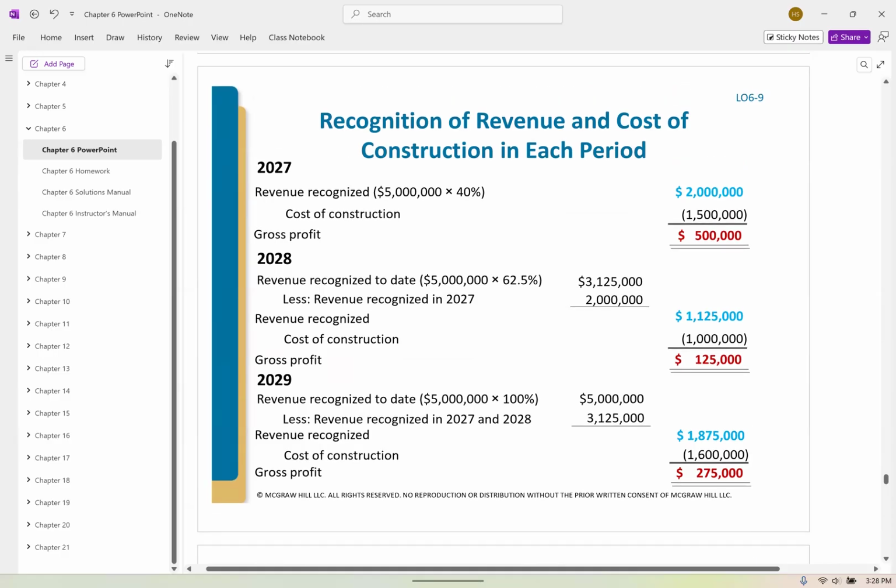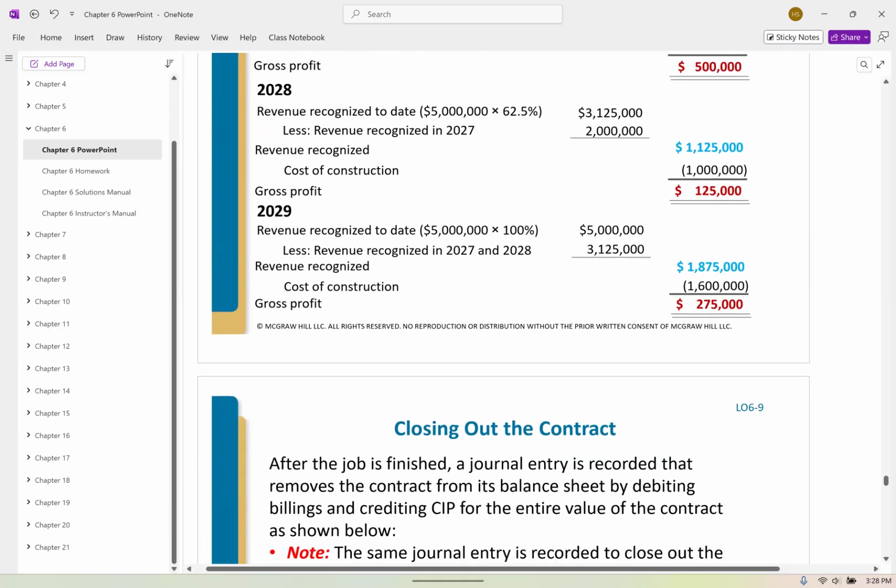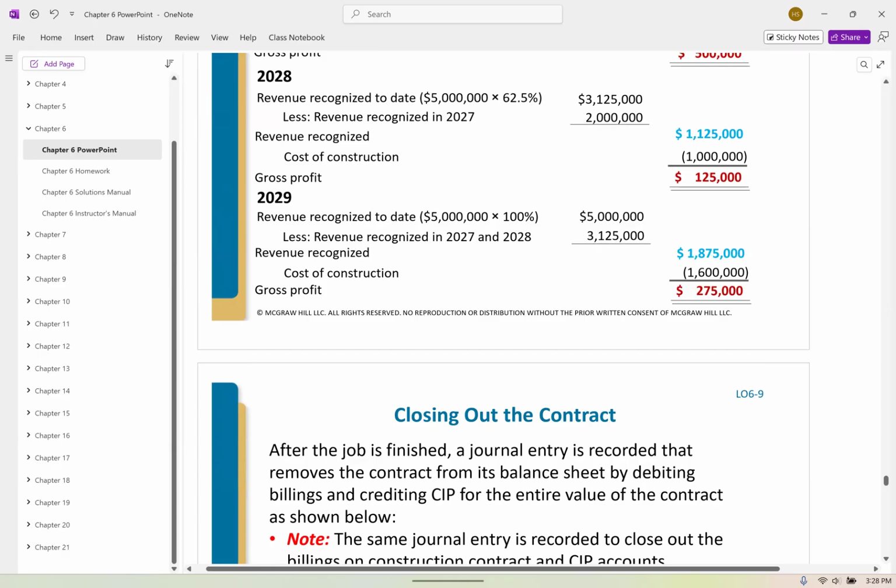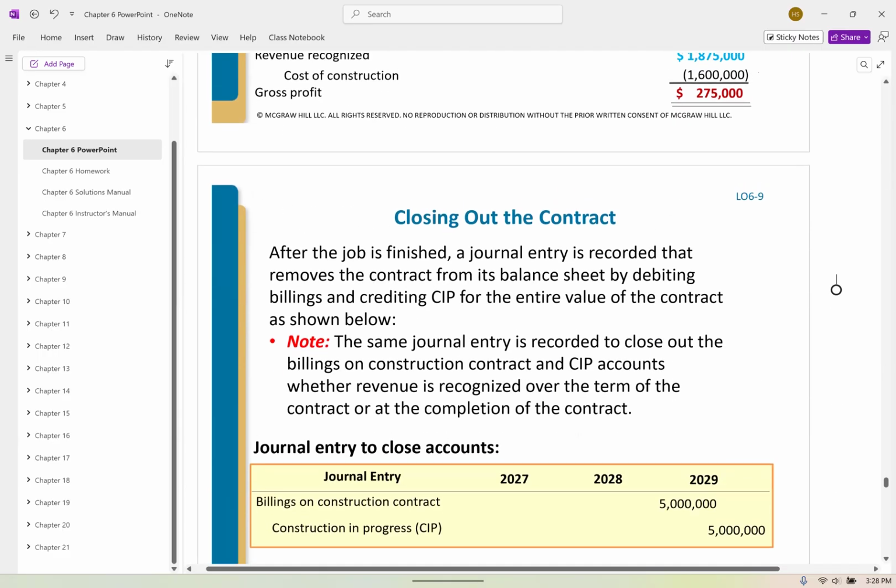So here's what it looked like in each one of those periods. We had revenue minus the cost of construction gave us gross profit of 500,000. We recorded 1,125,000. Our cost of construction was 1 million, gave us 125,000. We recorded the rest of the revenue in the last period, and the last part of the cost of construction gave us 275.